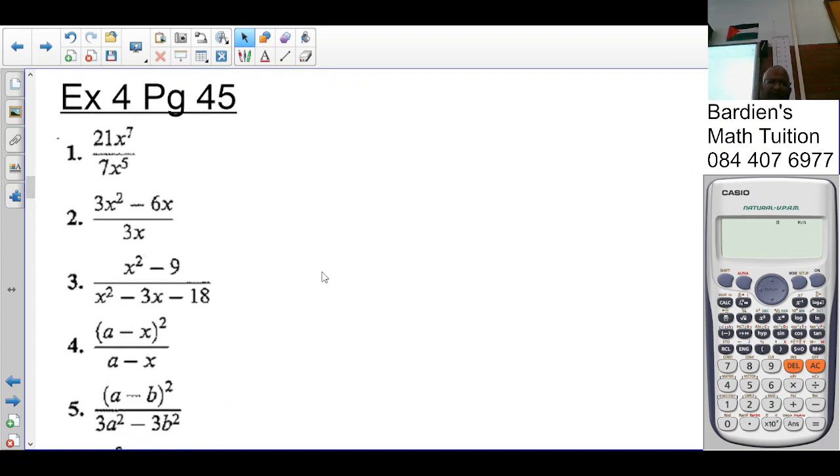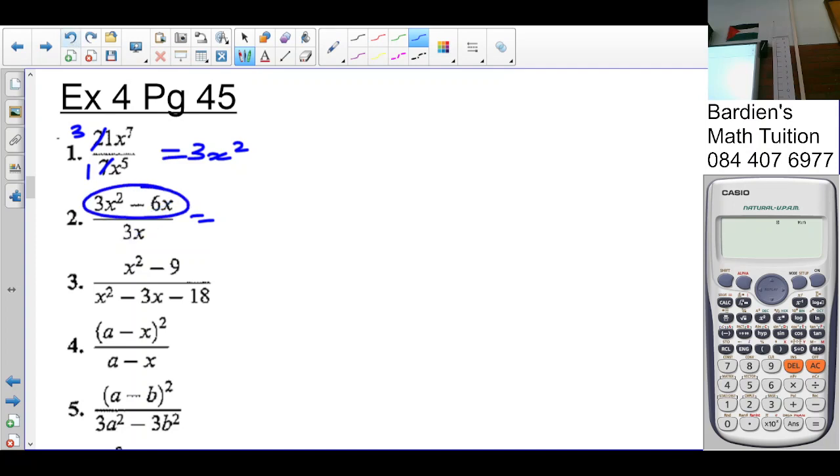Okay, people, number one. What is the answer here? 7 goes into 21 three times, so it's 3x squared, not so? So 7 minus 5 is 2. The next one, can I simplify this with that there? Of course not. You're going to take out the common factor of 3x. I'm left with x minus 2 over 3x. So what happens is 3x cancels 3x, and that leaves you with x minus 2.